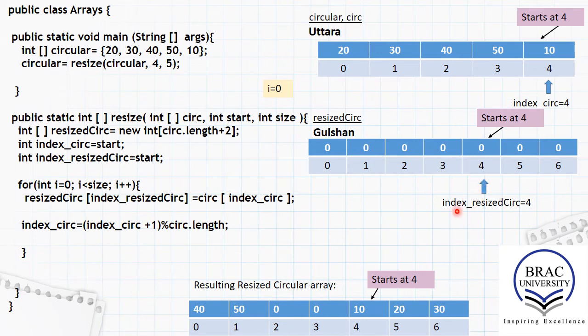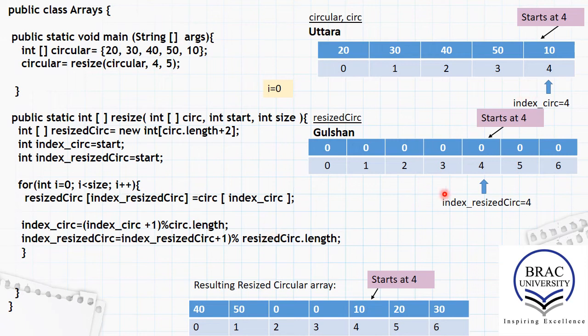And when I increment this index, I should mod it with this array's length because I want the wrap around to take place when the index becomes 7. So when I increment resized circ's index, I will have to mod it with resized circ's length. And this is the reason I had to maintain two different variables, because the lengths of these arrays are different. And this should be modded with 5 and this should be modded with 7.